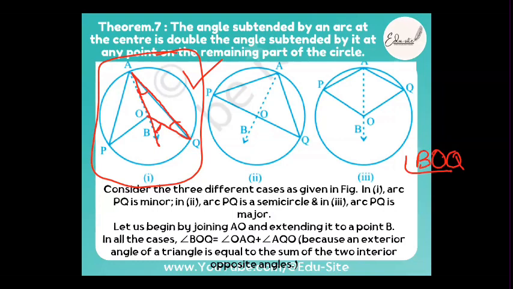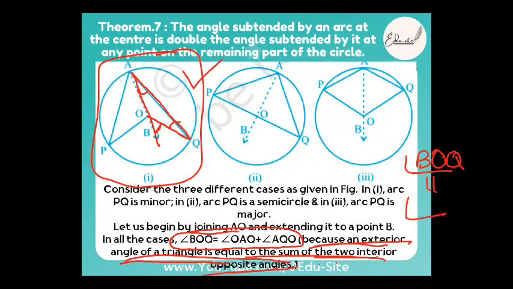Sum of 2 interior angles is equal to the exterior angle, right? So the exterior angle of a triangle is equal to the sum of 2 interior angles. So what is angle BOQ now? Is it not OAQ plus OQA? Yes, right? Angle BOQ is equal to OAQ plus OQA. Why is it so? Because the exterior angle of a triangle is equal to the sum of 2 interior angles.